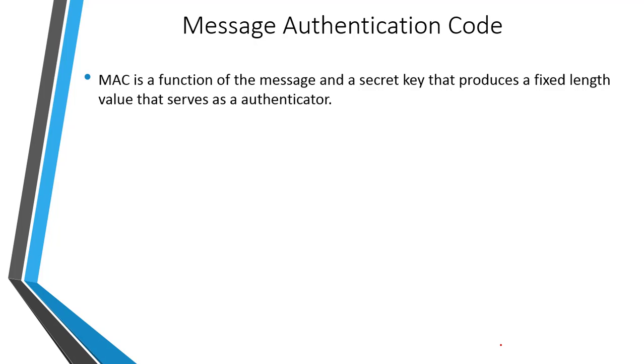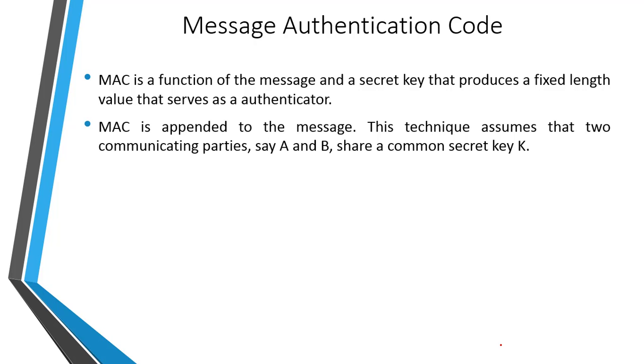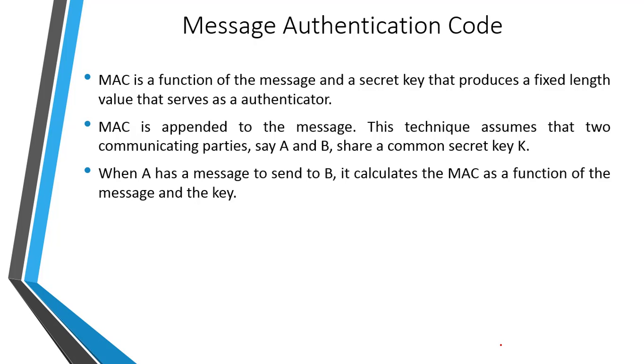So first of all, message authentication code, that is MAC, is a function of the message and a secret key that produces a fixed length value that serves as an authenticator. The MAC is appended to the message, and this technique assumes that the two communicating parties, that is A and B, share a common secret key. When A has a message to send to B, it calculates the MAC as a function of the message and the key. So MAC equals C applied between K and M.